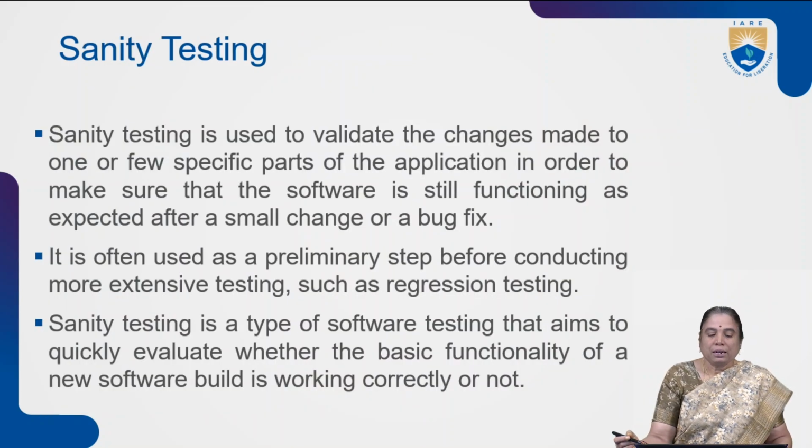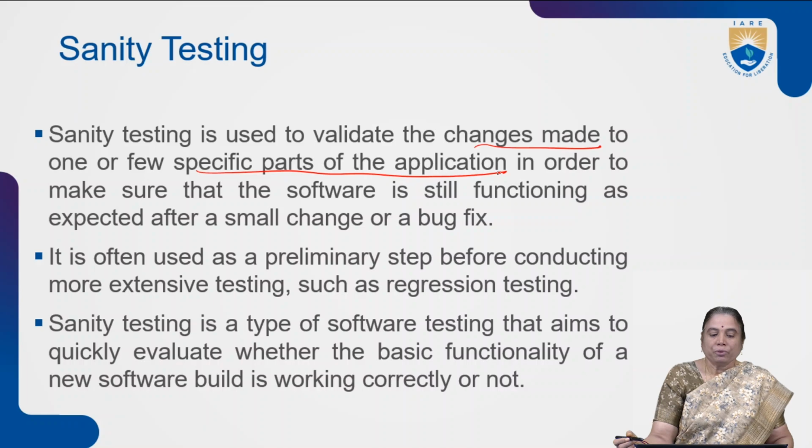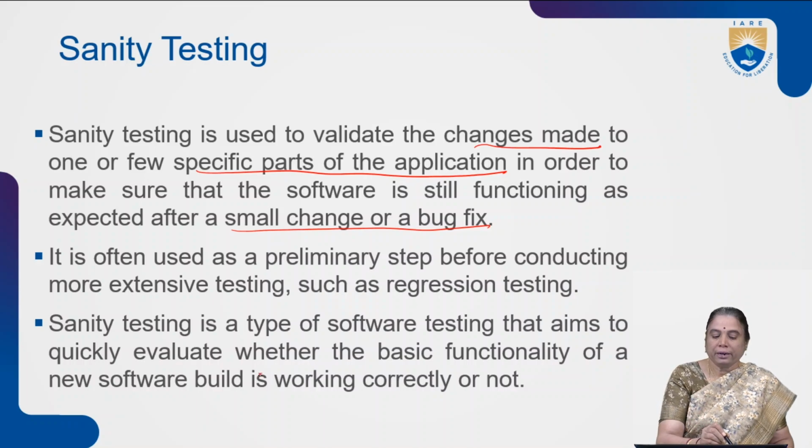The next variety of functional testing is sanity testing, used to validate the changes made to one or a few specific parts of the application, in order to make sure that the software is still functioning as expected after small changes or a bug fix. It is a primary step before conducting more extensive testing such as regression testing. Sanity testing is a type of testing that aims to quickly evaluate whether the basic functionality of the new software build is working correctly or not.